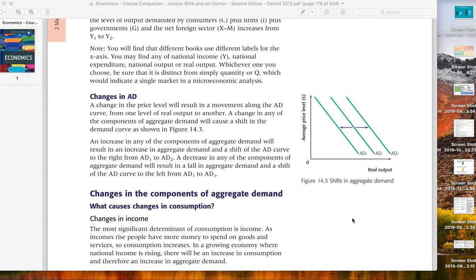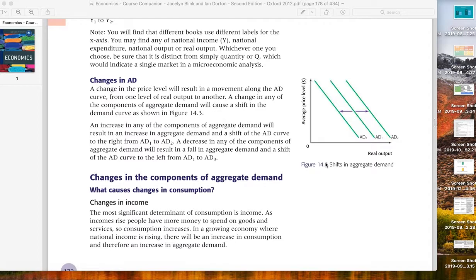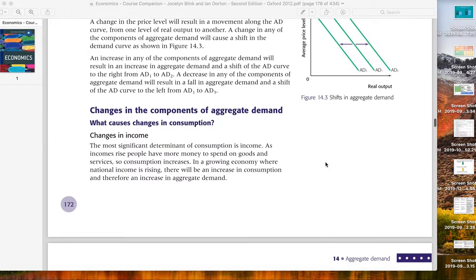So an increase in the components of aggregate demand will create an increase in aggregate demand, and that's going to shift it to the right. So an increase in any of those variables will cause a shift to the right. A decrease, on the other hand, will cause a shift to the left. Are we all together? So that's how you see changes in aggregate demand.